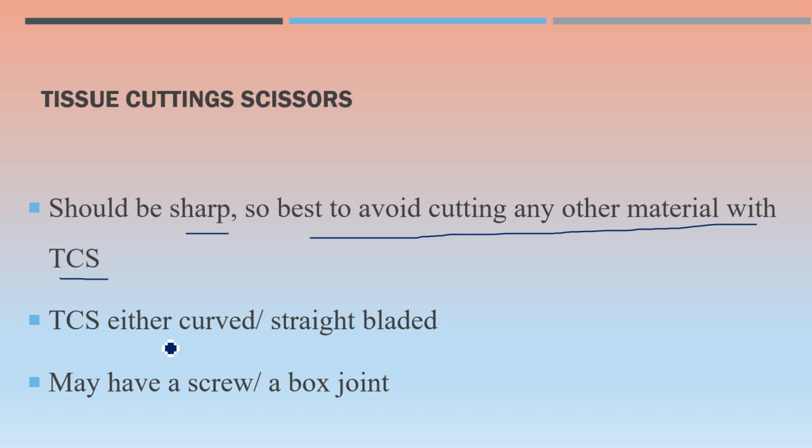So tissue cutting scissors could be either curved or straight bladed. Straight bladed you must have seen in the second part of the surgical instrument discussion video. Similarly, the tissue cutting scissors could have a curved distal end. It usually has a screw or sometimes a box joint. These are the types of joint. Screw joint I have already shown you in one of the instruments in the second part, and it could have a box joint also.